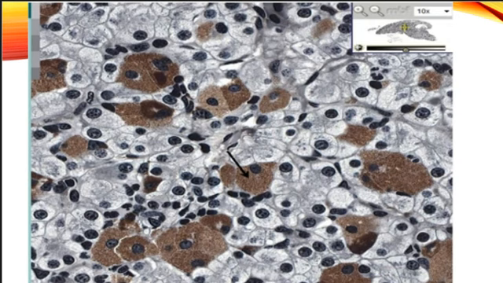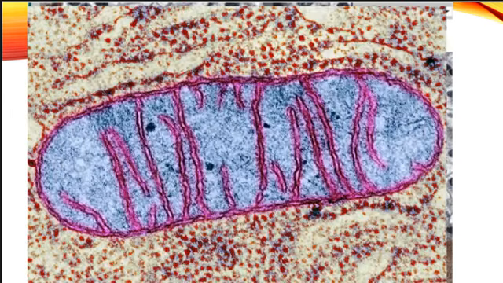So when we look inside a slide of some cells, you can see right here that the nucleus has stained dark. And then we should see those little tiny dots. Those little tiny dots right there are supposed to be mitochondria. If you look at it really, really close, it looks like this. So it has internal structure. These internal structures right here are called cristae. They're little walls that help to increase the surface area.